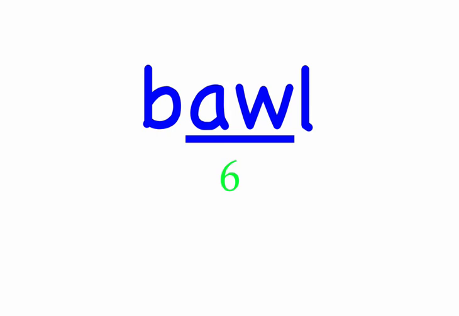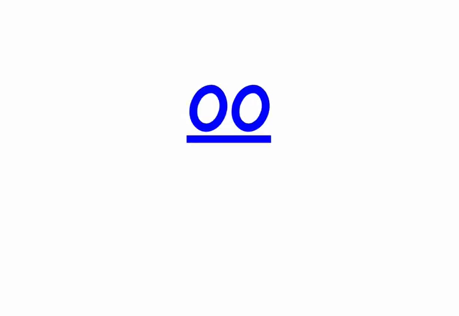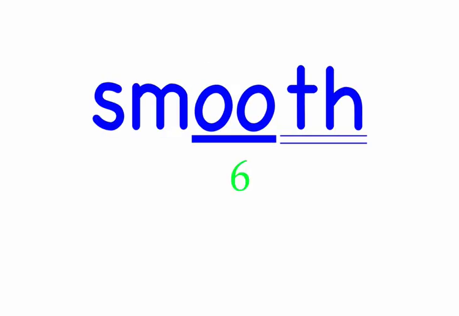The next word is moon. The moon is full tomorrow. Moon, 3 sounds: m, oo, n. Smooth. He is very smooth with people. Smooth, 4 sounds: s, m, oo, th. Here, TH is representing its second sound.